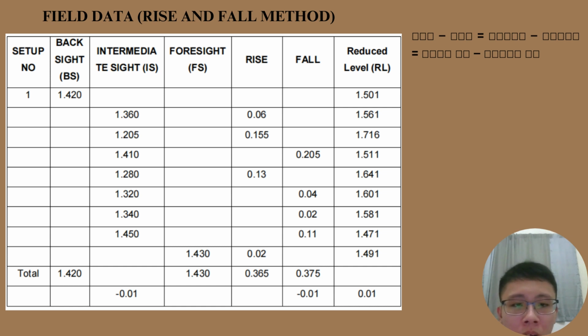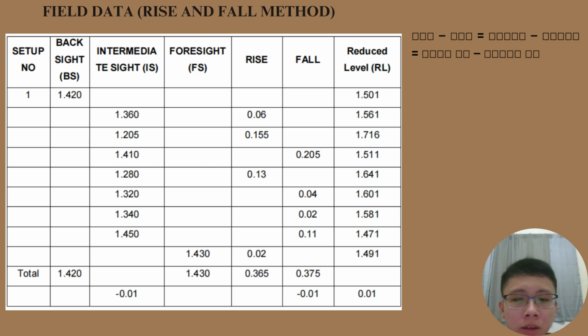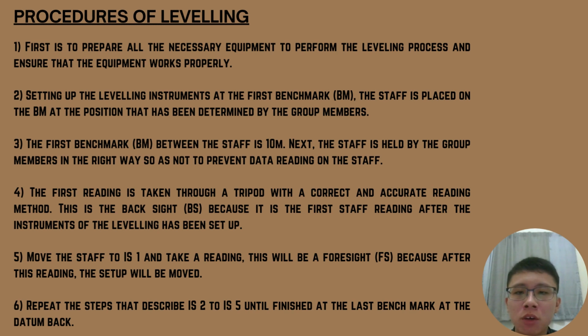For another example, how can we get the data 1.511? We can take 1.716 and subtract 0.205. It will equal 1.511. Now we look at procedures of leveling.